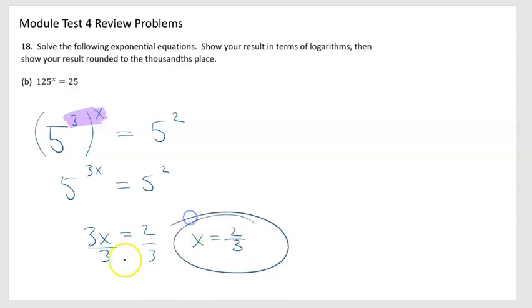That's my answer. That's my exact answer. There's no need to type that in a calculator. But you could take the natural log of both sides and solve that as well, like we did in A. But since I have an answer, I'm not going to do it that way.